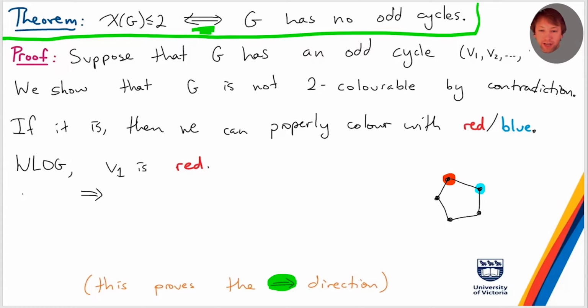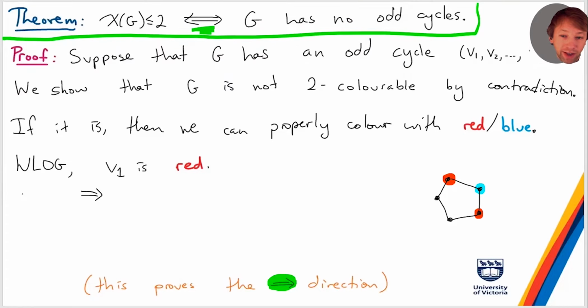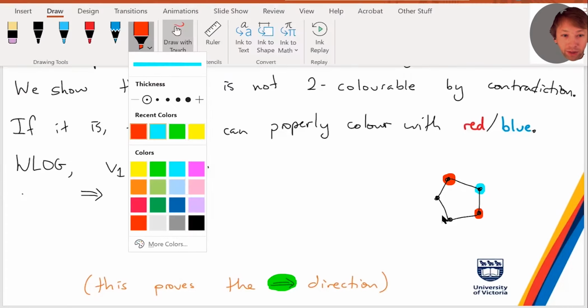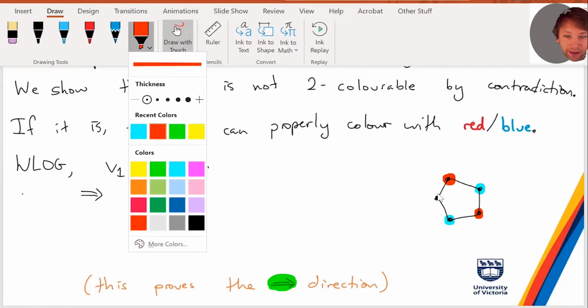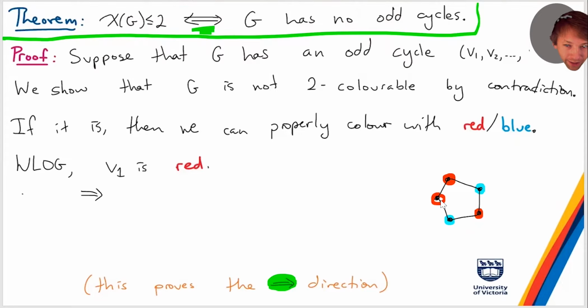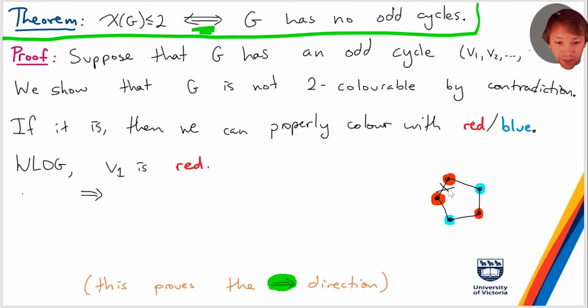So the second vertex has to be blue, and then by the same argument, the third vertex has to be red, the fourth vertex has to be blue, and now I run into my problem: the fifth vertex has to be red, because it has a blue neighbor, but that gives us a contradiction because I have a red joined to a red. So it's because of the oddness of this cycle, the fact that the cycle has an odd number of vertices, that causes the problem.